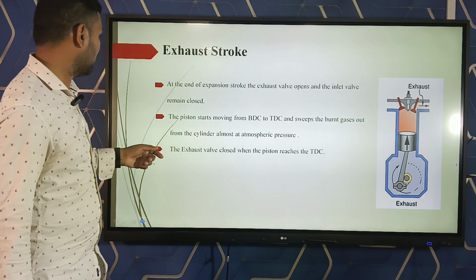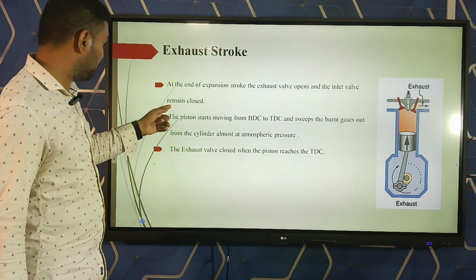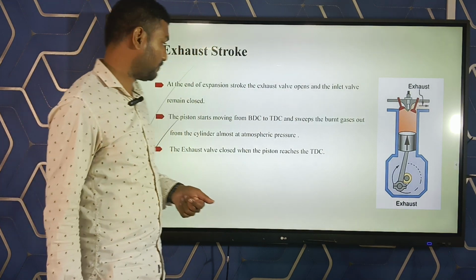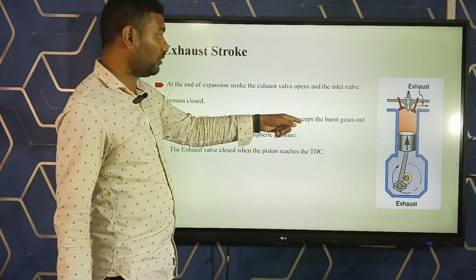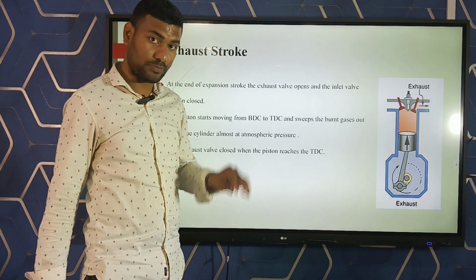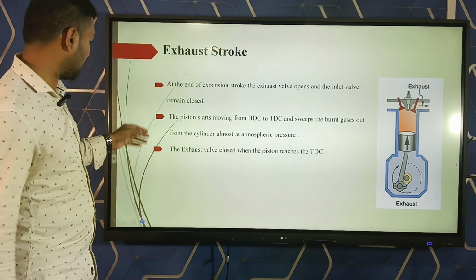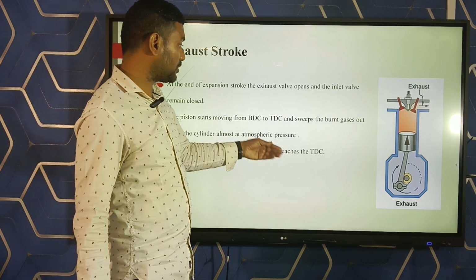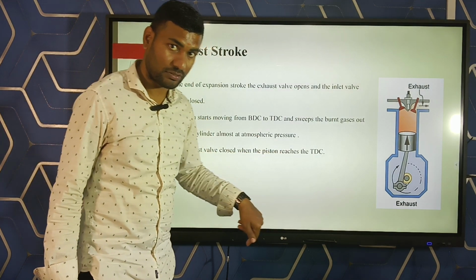Then second point is the piston starts moving from bottom dead center to top dead center and sweeps the burnt gases out from the cylinder almost at atmospheric pressure. Third point is your exhaust stroke. The exhaust valve closes when the piston reaches the top dead center.